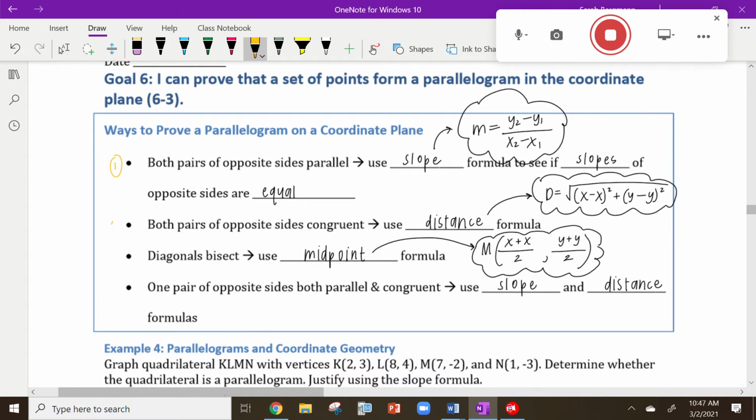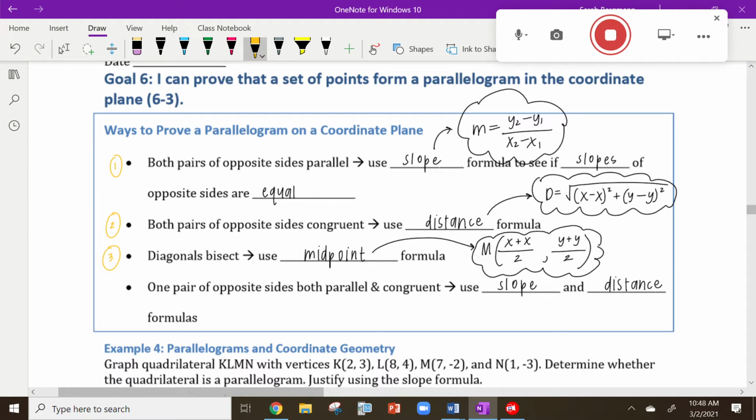Next, we have both pairs of opposite sides are congruent. In order to check this on the coordinate plane, you could use the distance formula, which I've reminded you of here. This time the order does not matter. Most times I like to put the greater number first, so I end up with a positive, but it doesn't matter what order you put it in.